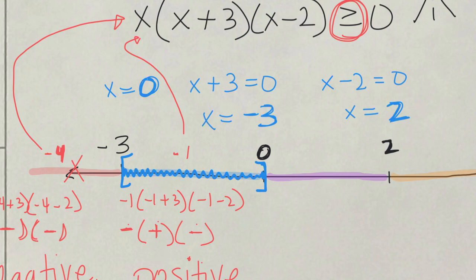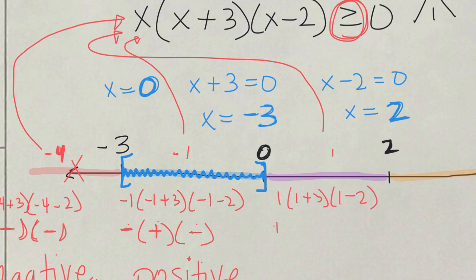Okay? Now let's check between 0 and 2. What number would you like to use? How about positive 1? So once again, we plug positive 1 into all the places in that equation. So I get a positive number. 1 plus 3 is positive. 1 minus 2 is negative. So a positive times a negative is a negative. So in between 0 and 2, we also get negative numbers.